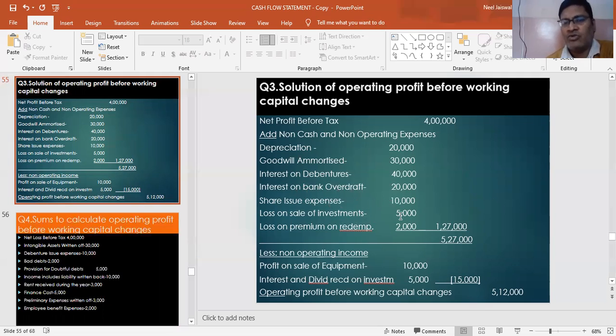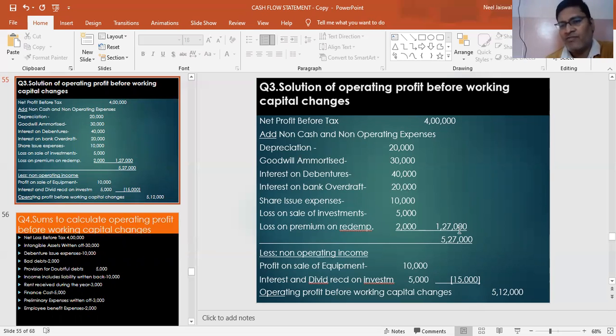Loss on sale of investment to be added back. Loss on premium on redemption to be added back. Why are we adding? Because we have already subtracted them in order to get net profit before tax. Now we have got net profit before tax, we have to reach a higher level, that means operating profit. Remember, gross profit, net profit, and in between is operating profit. So in order to reach the operating profit, we are adding back all these things.